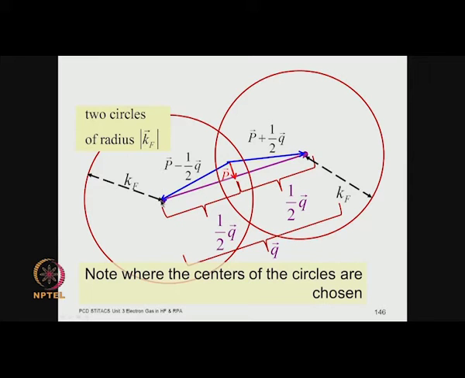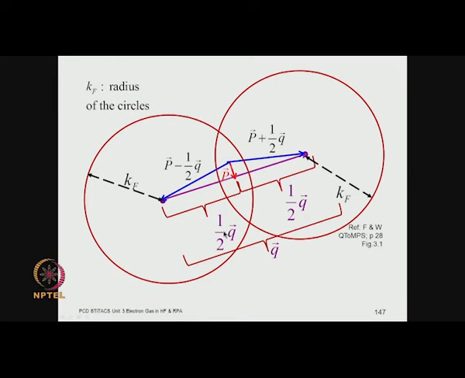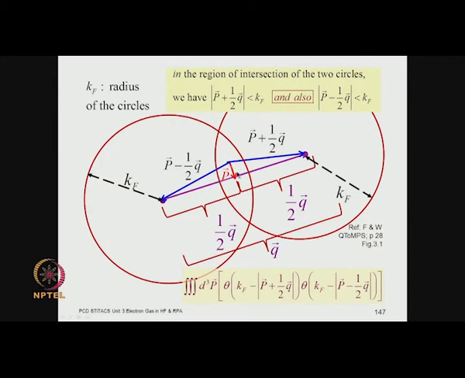At the tip of this vector you choose a center and you draw this circle over here, and essentially what it tells us is that if you look at the region of intersection of these two circles, you have this condition satisfied: P plus half q is less than kf and P minus half q is also less than kf. So, carrying out this integration, this is the integral that we have to determine.